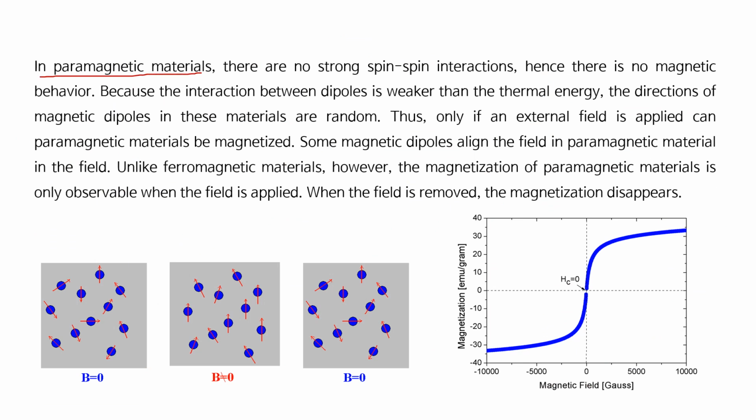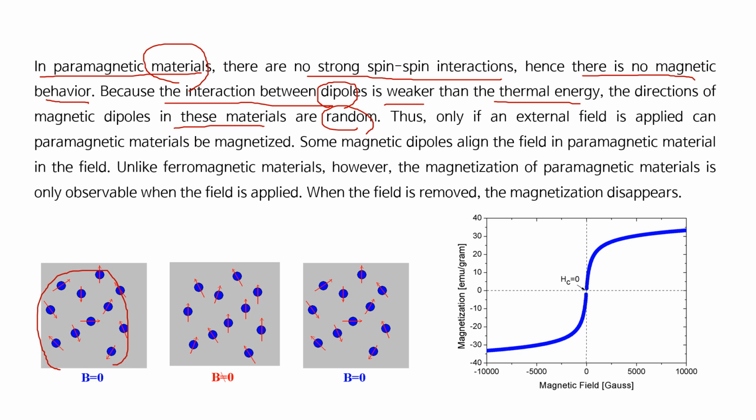In paramagnetic materials, there are no strong spin-spin interactions. Hence, there is no magnetic behavior. Because the interaction between dipoles is weaker than the thermal energy, the directions of magnetic dipoles in these materials are random. So the directions of magnetism of atoms are random. So, totally, we cannot see any magnetic behavior without a field.